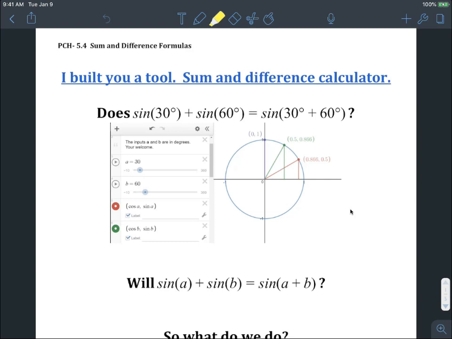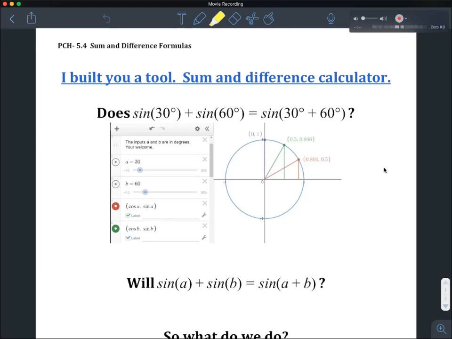We're going to look at formulas today to add two triangles together and then to find the ratios of the new triangles. So I built you something. If you go to the notes template, this is a link to a Desmos calculator that you can play with.